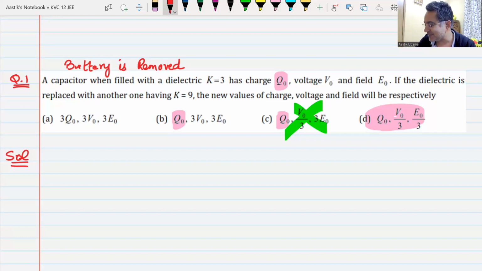Anyways, I can take this capacitor. What do I make you understand? I have to divide things and make you understand. Okay, I'll do that. So, how do I start? I start like this. The original charge, if I call it Q naught, the original voltage will be 3 times V naught and the original electric field will be 3 times E naught.